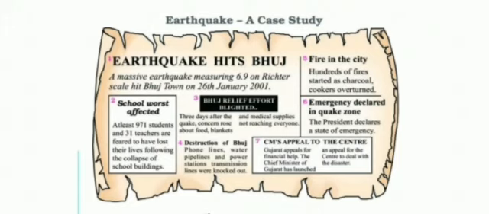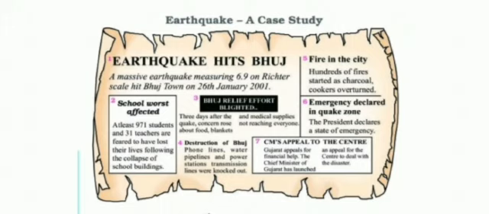Now we are going to see a case study of Gujarat earthquake. Earthquake hits Bhuj. A case study. A massive earthquake measuring 6.9 on Richter scale hit Bhuj town on 26th January 2001. A very strong earthquake hit Bhuj city in Gujarat. Its magnitude is 6.9 on Richter scale. 7.0 is a very strong earthquake which occurs usually in Japan. The same level of earthquake occurs in Bhuj.